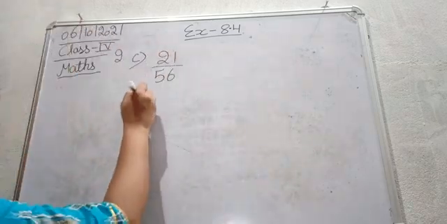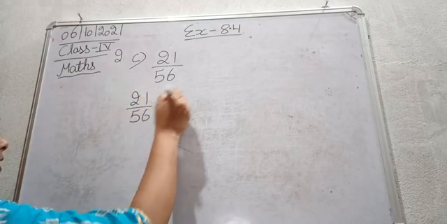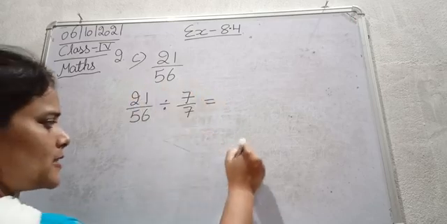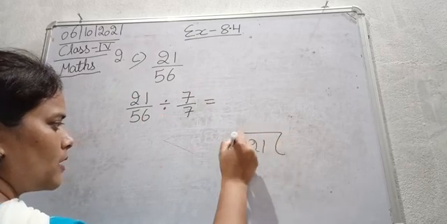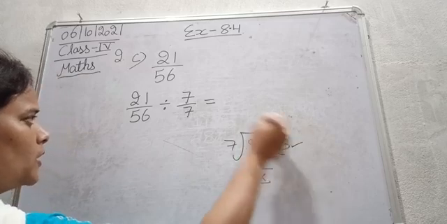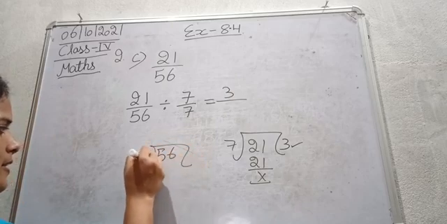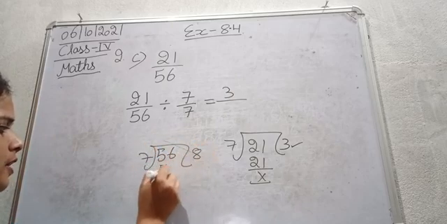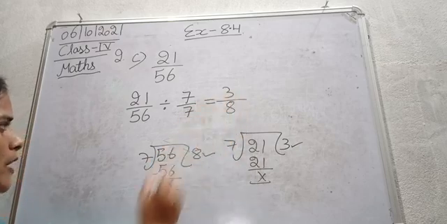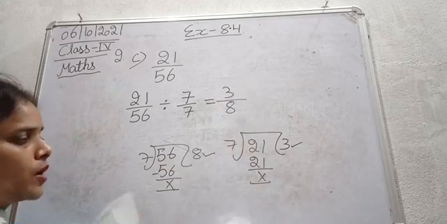So let's divide 21 upon 56 with 7. 21 divided by 7. 7 threes are 21. You got 3. Next, 56 divided by 7. 7 eights are 56. We got 8. So after dividing 21 upon 56 with 7, you got 3 upon 8.